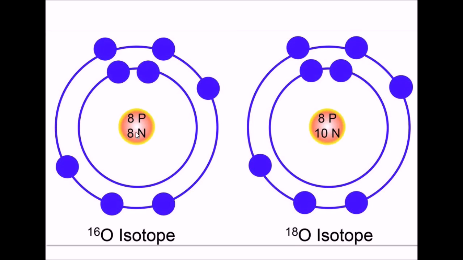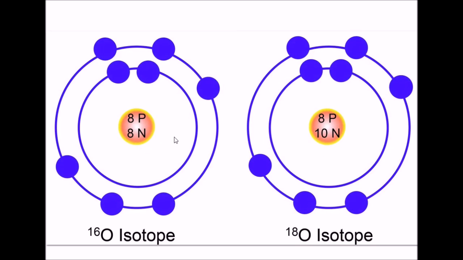Oxygen comes in 3 stable isotopes in nature. We're only concerned with 2: oxygen-16 with 8 protons and 8 neutrons, and oxygen-18 with 8 protons and 10 neutrons. This begins to suggest already that oxygen-18 is heavier than oxygen-16, and indeed it is.